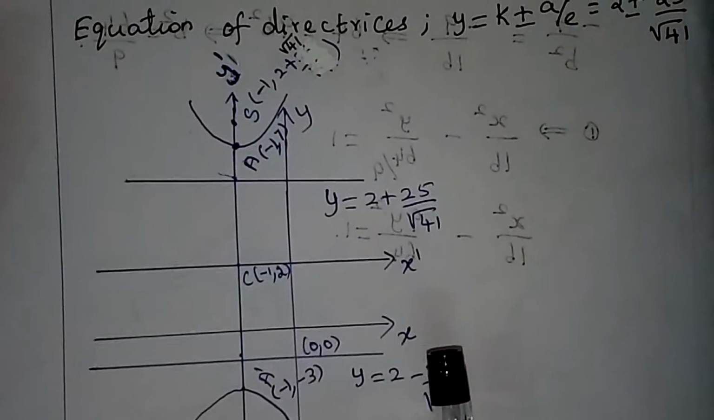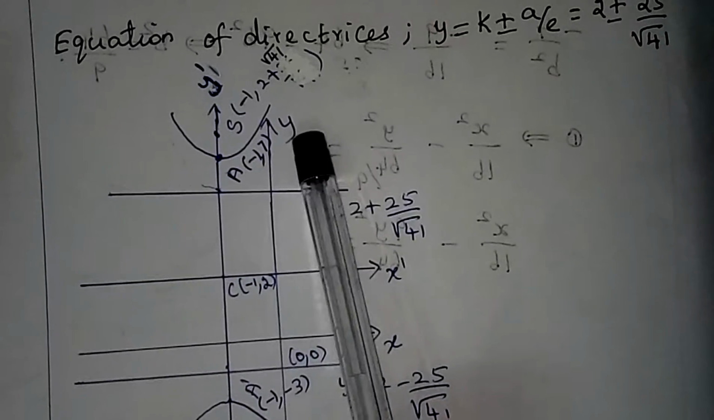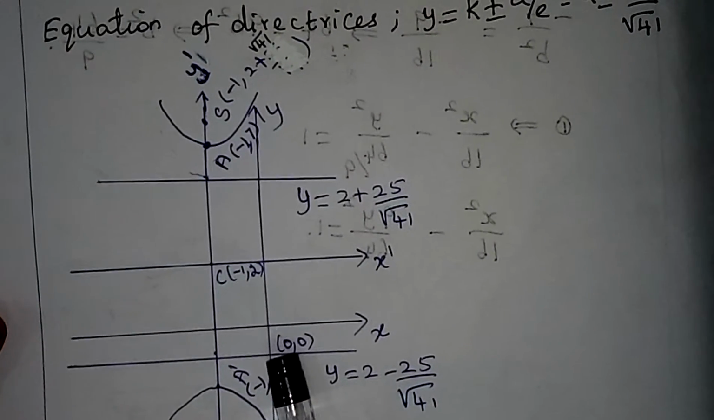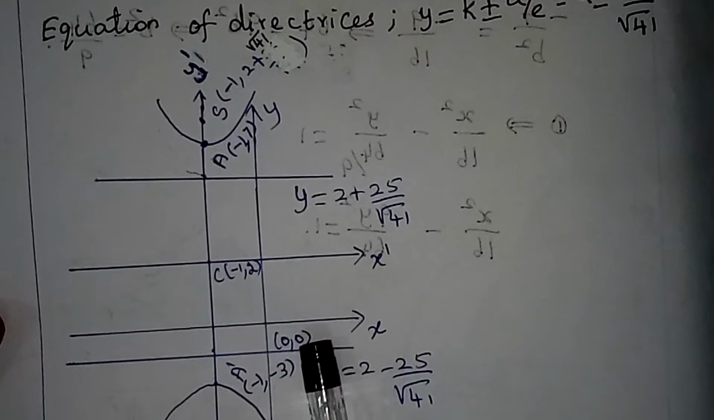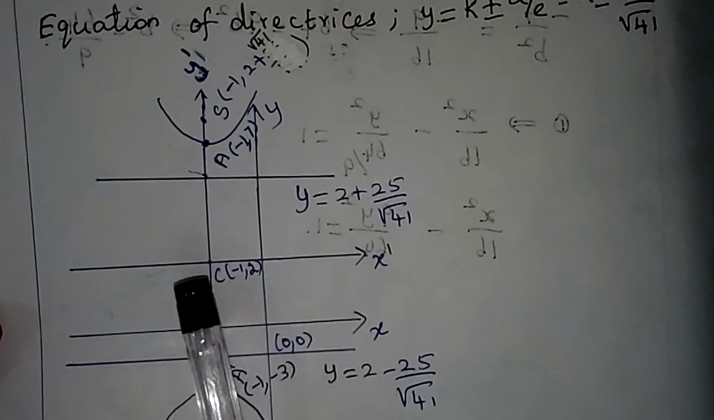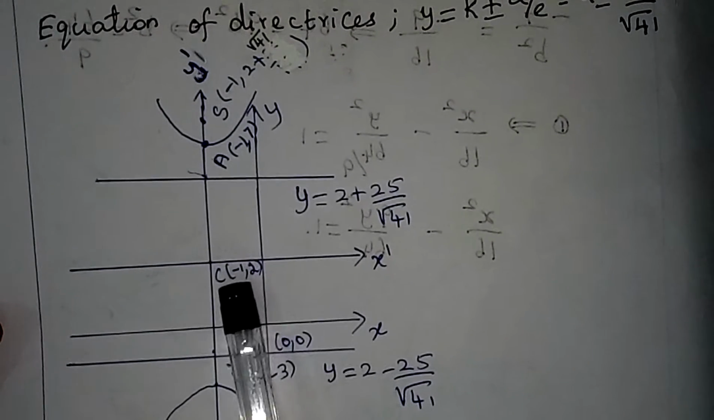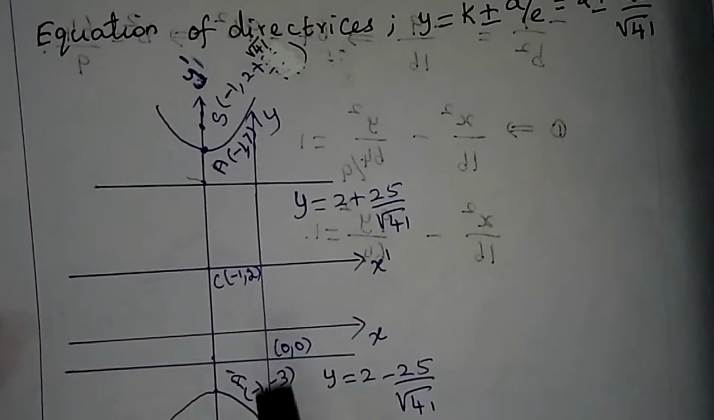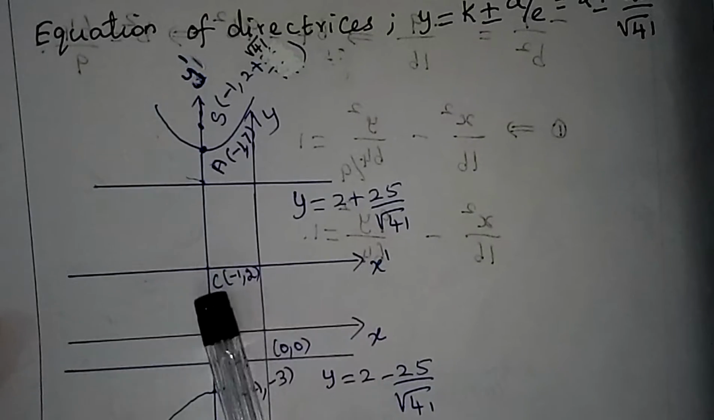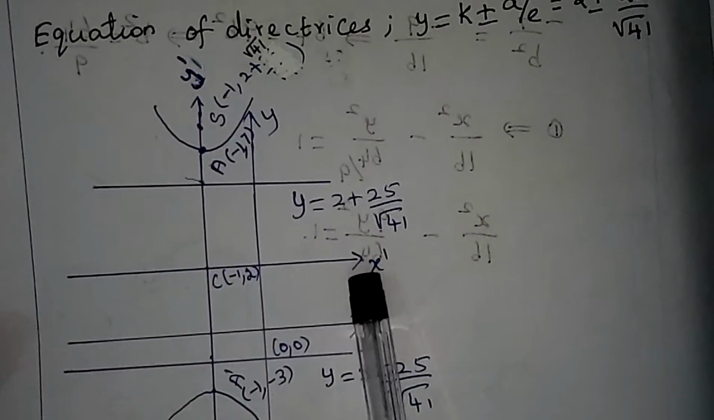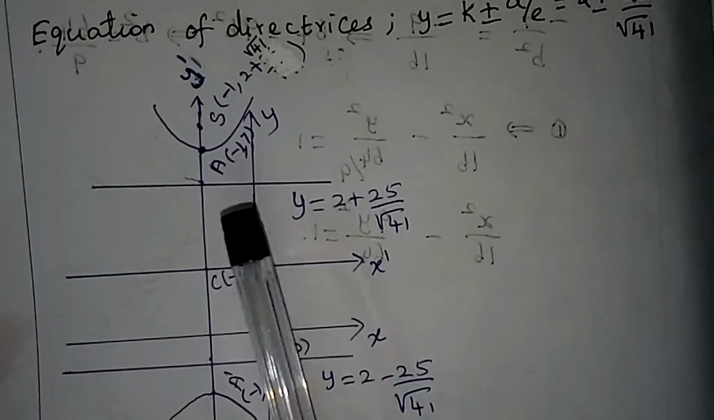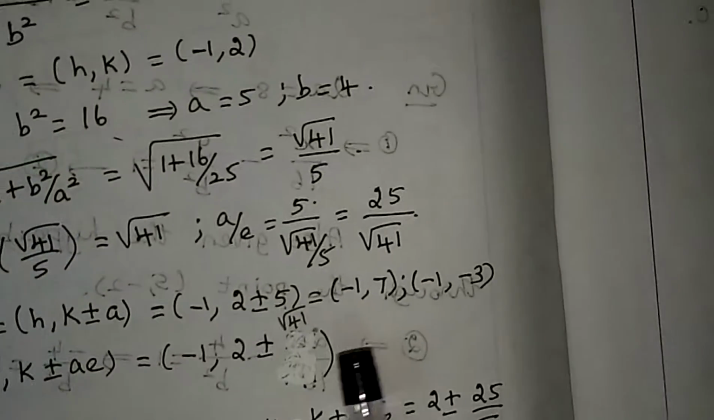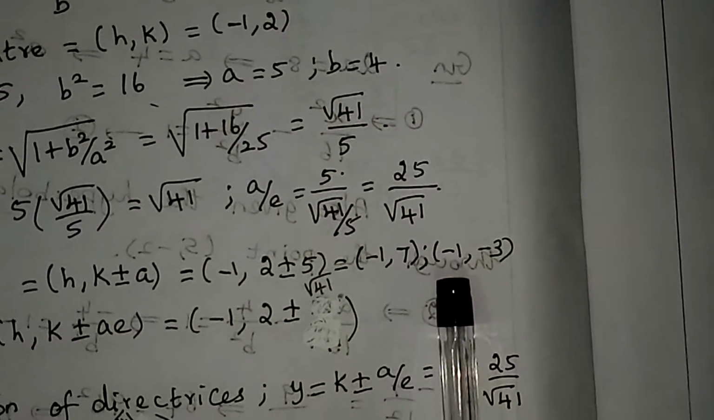Now you can draw the diagram. First you draw x-axis, y-axis. This is our origin, 0, 0. Now you mark the center. The center is minus 1, 2. At this point, along with this axis x dash, y dash, we'll have the curve. So we are marking the vertices. Vertices are what? Minus 1, 7 and minus 1, minus 3.